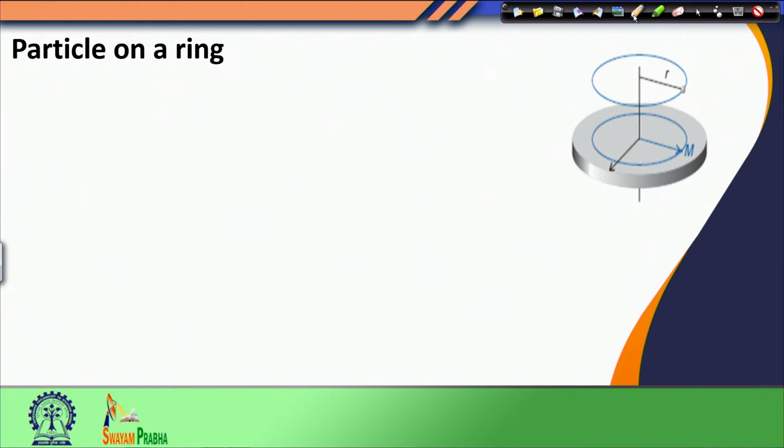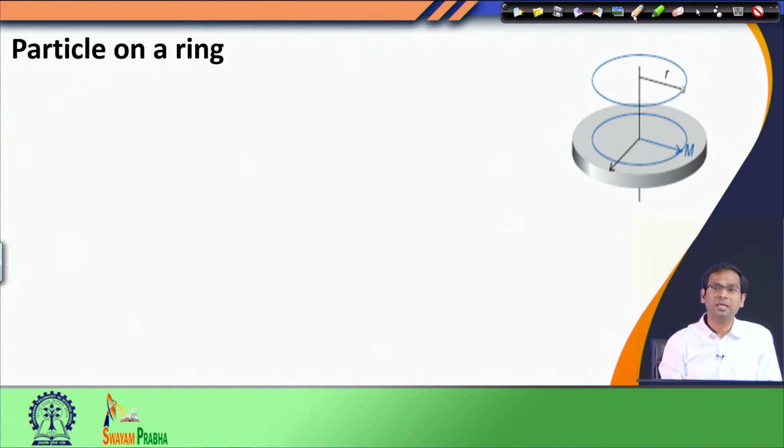You remember we discussed the particle in a box problem, where the particle was confined to a one dimensional box, and later we extended it to two dimensional and three dimensional boxes. This is somewhat similar, however, instead of having a linear translational motion, here the particle is on a ring and is showing a rotational motion. That is the key difference.